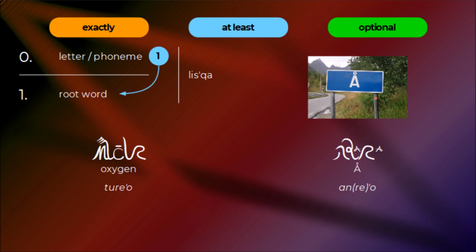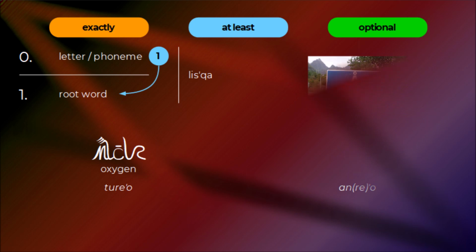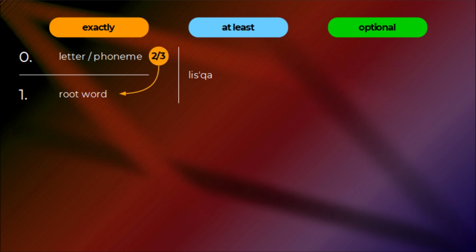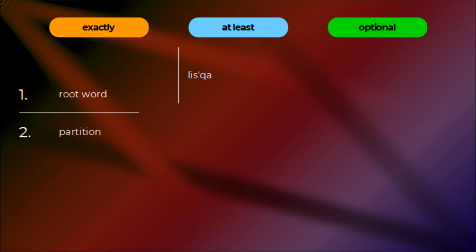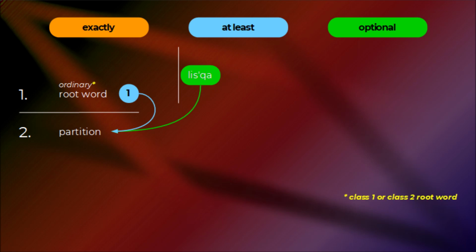In all normal cases, a root word in Ælis will consist of either 2 or 3 letters of the alphabet, as discussed before. On level 2, we have the partitions. A partition must consist of at least one root word. Liska can optionally be added, but a partition cannot exist solely of Liska. Given names are again an exception, but otherwise a partition needs at least one ordinary root word, which means at least one root word of class 1 or class 2. These classes were dealt with in the previous video.